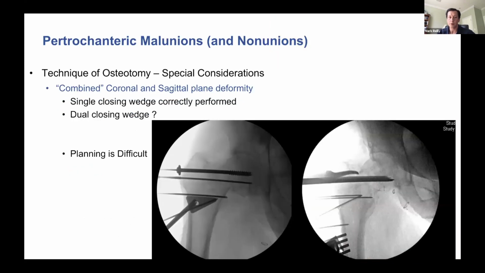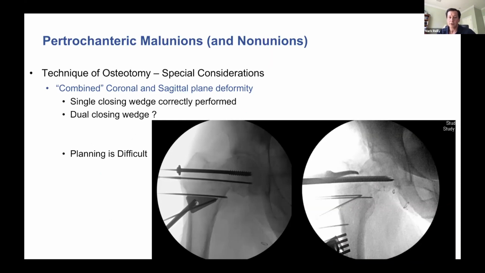In these situations, so coronal plane deformity, how can we plan for that? Well, I never knew how to plan for that and how to translate that to the bone, but a technique that I've been using is the wire technique that Keith described.